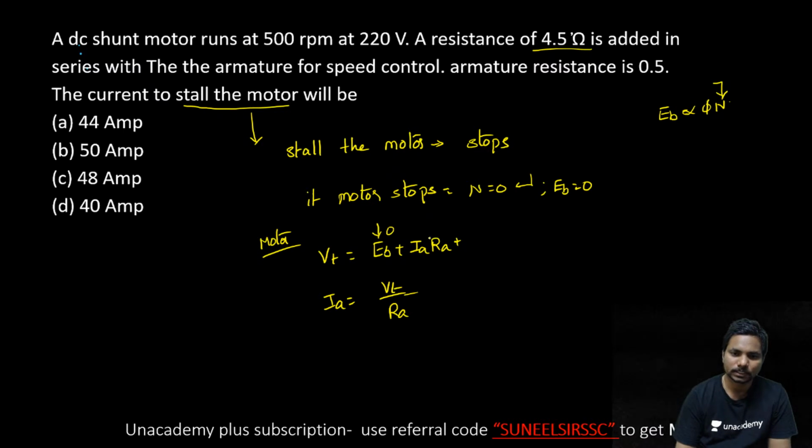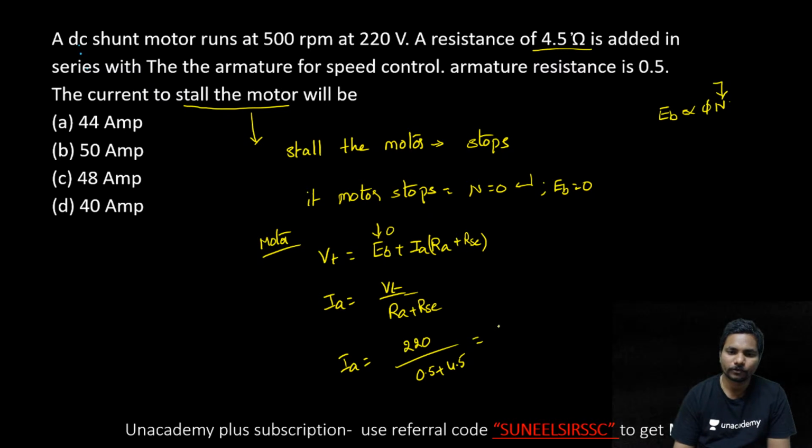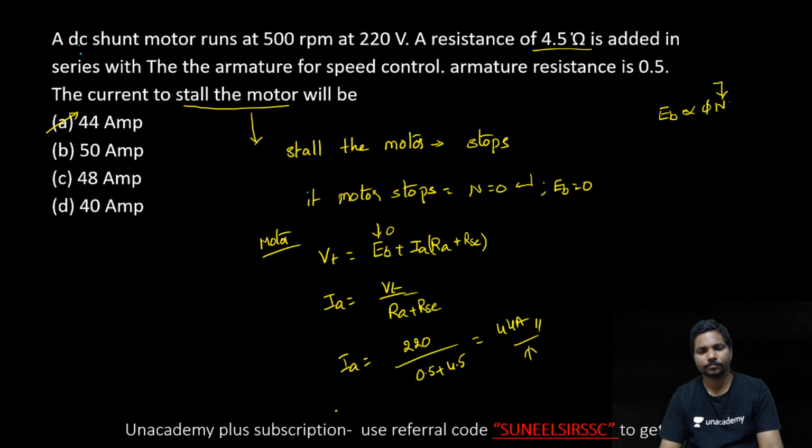Here the total resistance is nothing but RA plus RSC. Now IA is equal to terminal voltage divided by this total resistance. What is the terminal voltage they have given? 220. Armature resistance 0.5, the series resistance 4.5. So total 220 by 5, that is equal to 44 amperes. So the answer is option A.